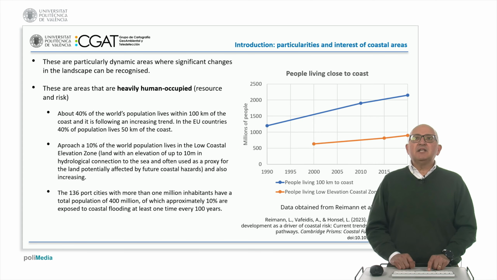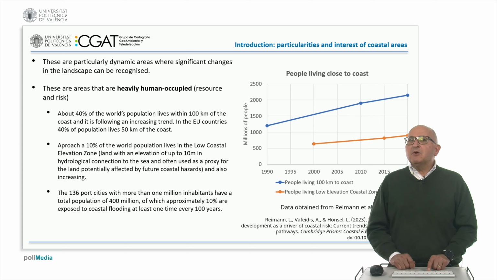A second key feature of coastal areas is that they are largely occupied by different societies. For these societies, the coast is a key resource and sometimes may be a risk. Some data prove that deep occupation by societies. Approximately 40% of the world's population lives less than 100 kilometers from the coast, and in the European Union case, 40% live less than 50 kilometers. And as the graph shows, that proportion is increasing.